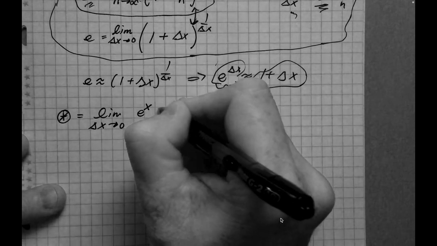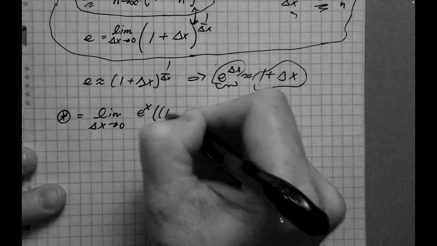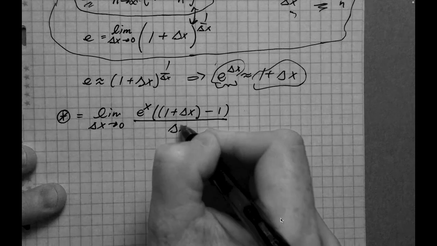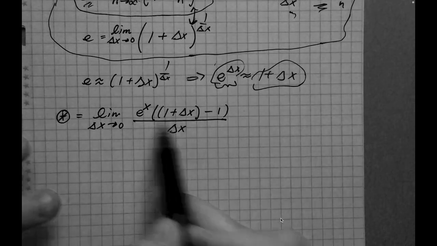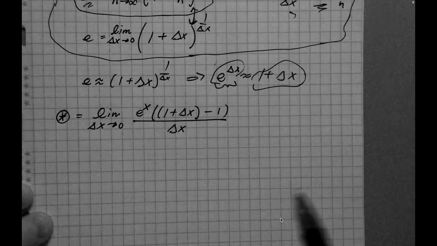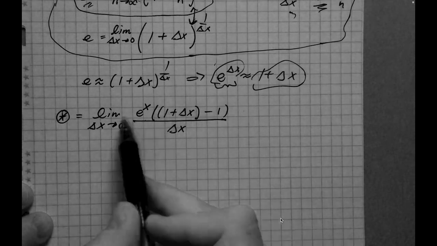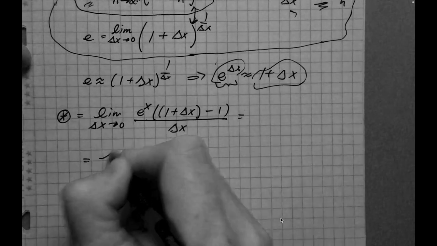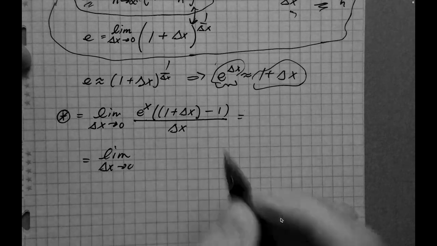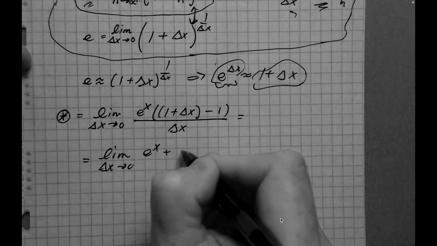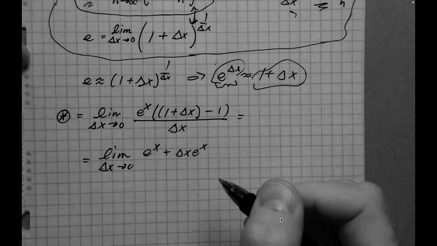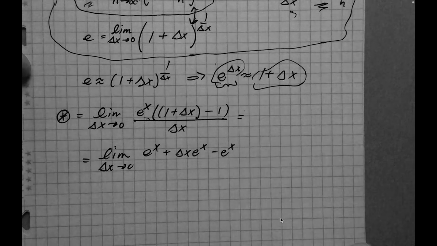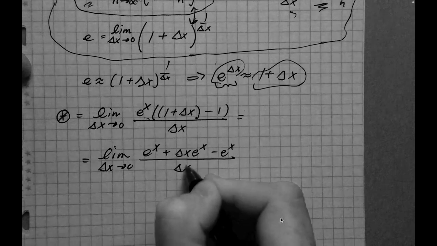So it'll be 1 plus delta x minus 1, and then the whole thing divided by delta x. Okay, so that's good. Looking good so far. All right, and we can just distribute the e to the x here. We can expand this numerator and do some cancellations. So let's do that. The limit as delta x goes to 0. And so you'd get e to the x plus delta x e to the x, right? And then multiply the e to the x by the 1, so minus e to the x. And then the whole thing divided by delta x.